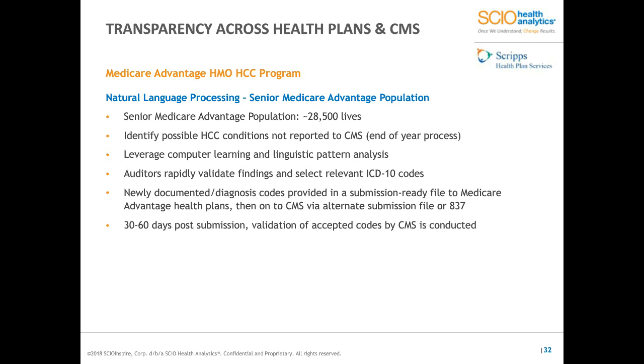So we also partner with a natural language processing company that takes all of our senior lives and pushes them through a process that identifies additional codes that we might not have been able to get to. We leverage computer learning and linguistic pattern analysis, and it gives us the ability to rapidly validate and select relevant ICD-10 codes. When we get the output file, our coders do a 100% audit check, and then we submit those through either an alternate submission file or 837 during the sweep time frame. This endeavor typically starts in early December or late November, and then right around the sweep time, late January and early February, we're sending the output files to our Medicare Advantage health plans.